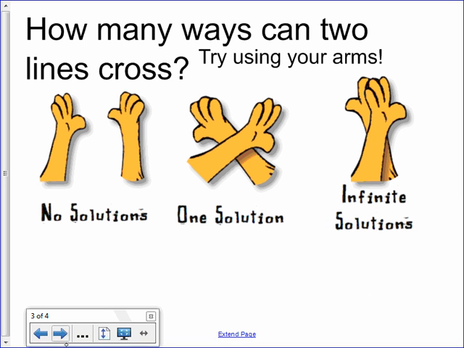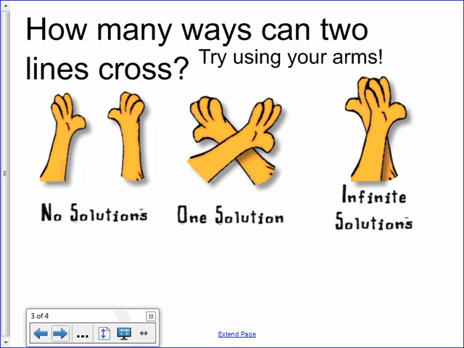Okay? So let's talk about how many ways can two lines cross. If you put your arms out in front of you, you can make them stretch straight up into the air, and they will never meet. We call those parallel lines. Parallel lines will not have the same solution, or they will not have a solution. No solution. They can cross one place. That is where they will have one solution. Or you could put them right next to each other, lay one on top of the other, and they would have an infinite number of solutions.